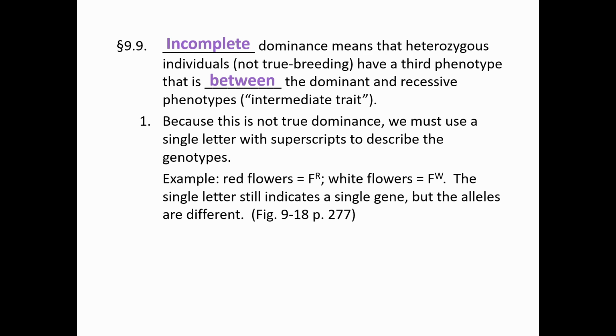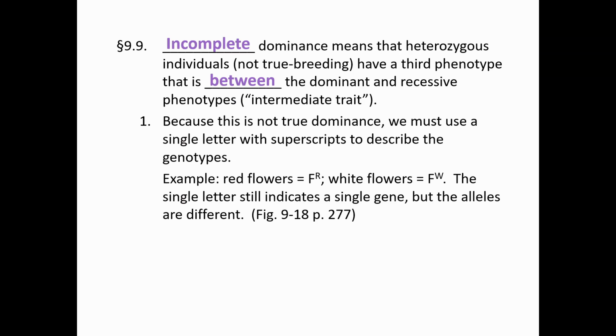Incomplete dominance is where the heterozygote has an in-between phenotype, meaning that there's a homozygous dominant individual, a homozygous recessive individual, and the heterozygote has a trait that's in between the two. And so in this case, the homozygous individuals don't really have a true dominant or recessive relationship. So it's not true dominance. So because of that, we change how we write those alleles.